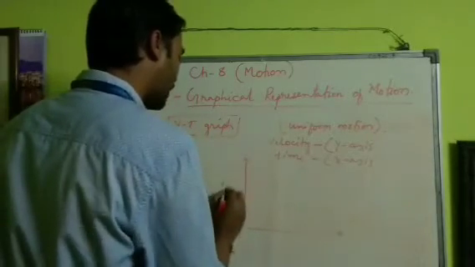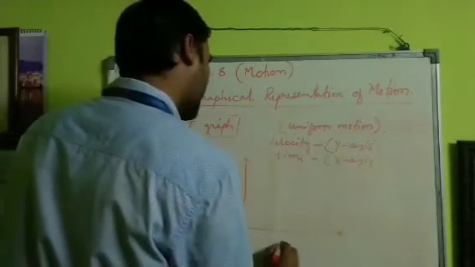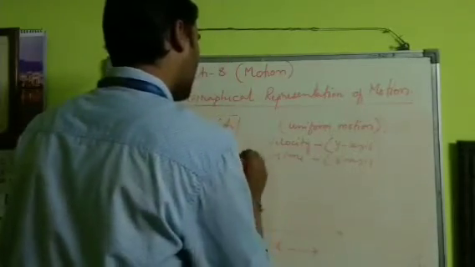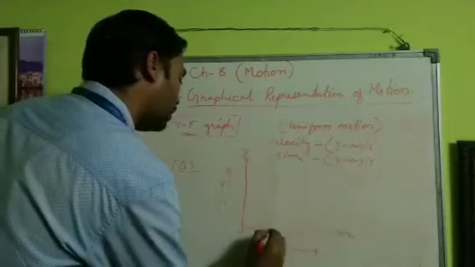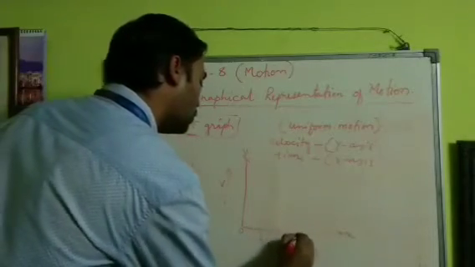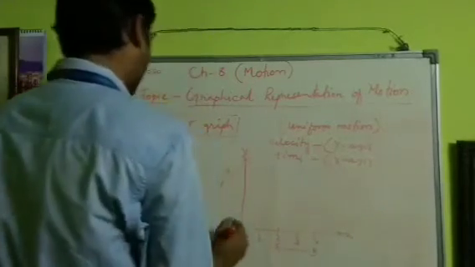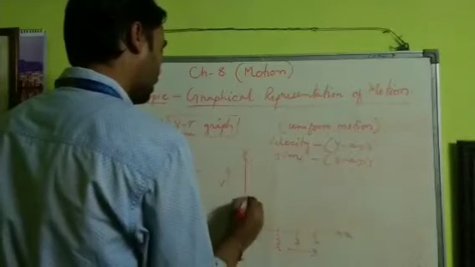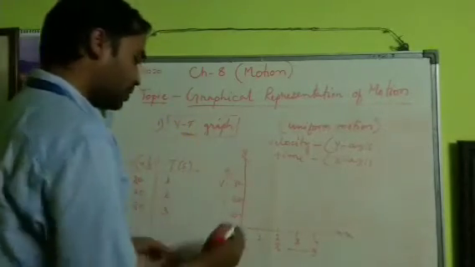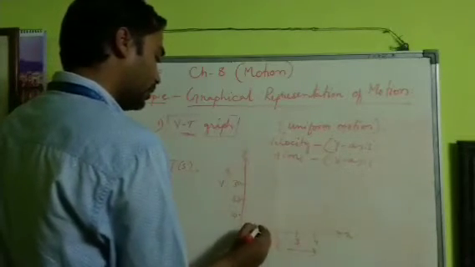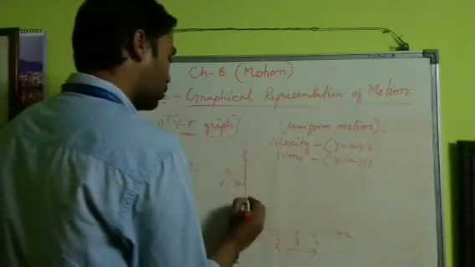Now this is velocity along the y-axis, and this is time along the x-axis. Here the velocity values are 10, 20, 30, and time is 1, 2, 3, 4. Now here the velocity is what? 20 for each time interval. So there is no change in velocity.